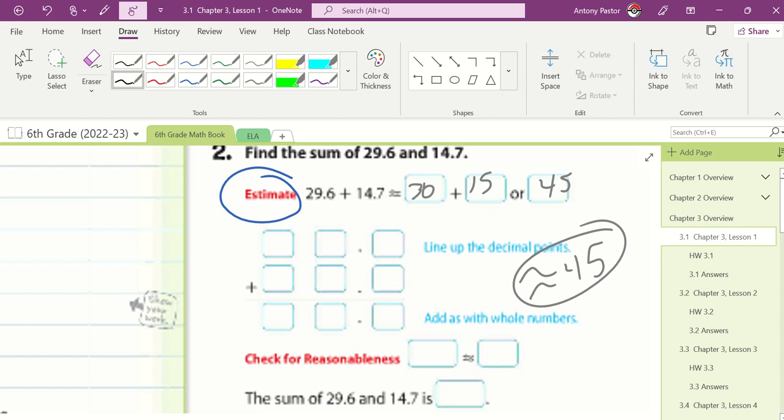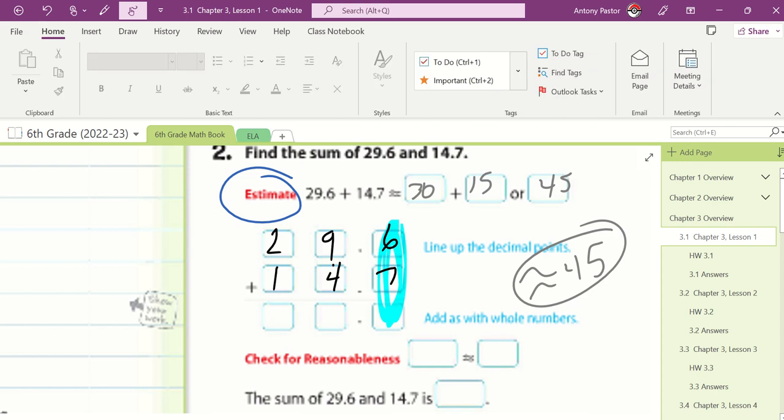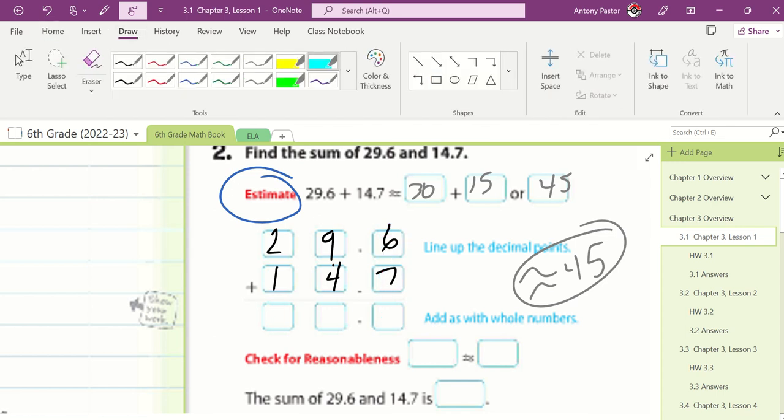So we'll have 29.6 and 14.7. Now, we're always going to start on the right side here. So the 6 and the 7 first. 6 plus 7 will give me 13. I'm going to carry the 1.